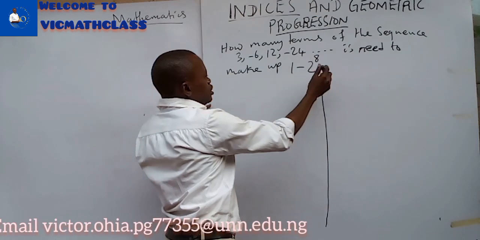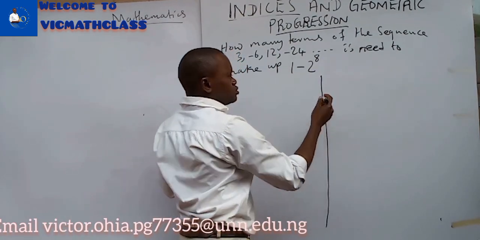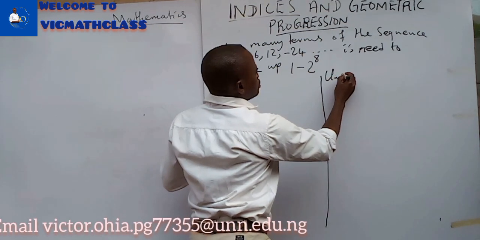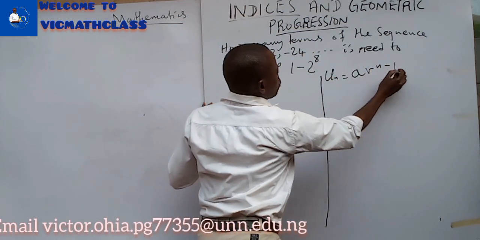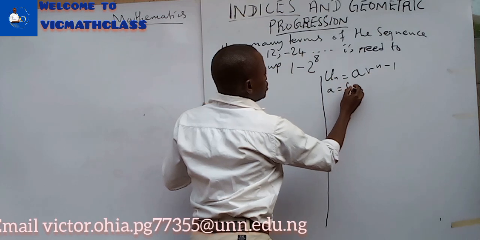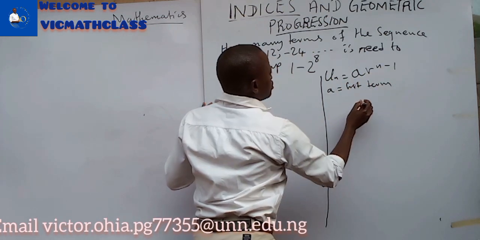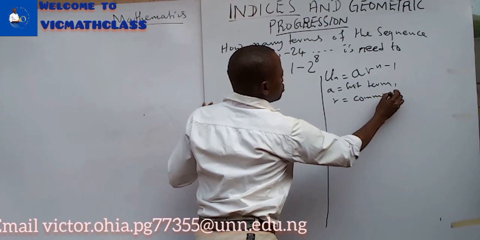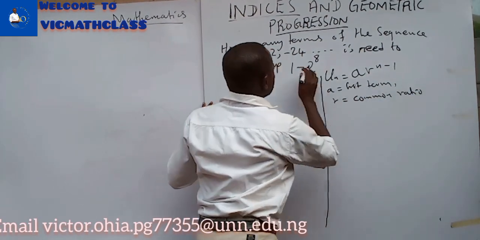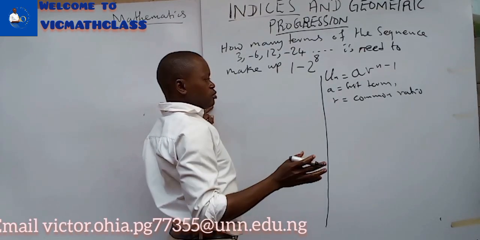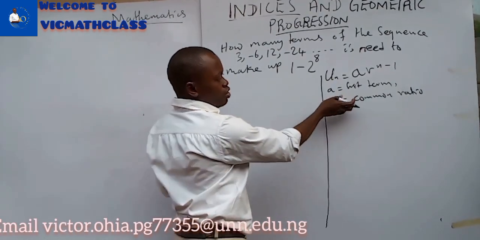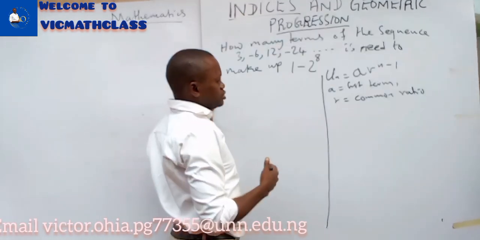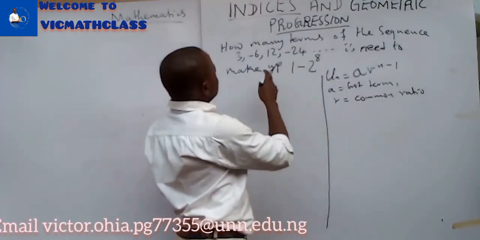If you observe this sequence, you realize that, as we said in a geometric progression, un equals ar raised to n minus 1, where a is the first term and r is the common ratio in that sequence. Anyway, all these things we discussed in the class for geometric progression, so you can still check out those classes as well.